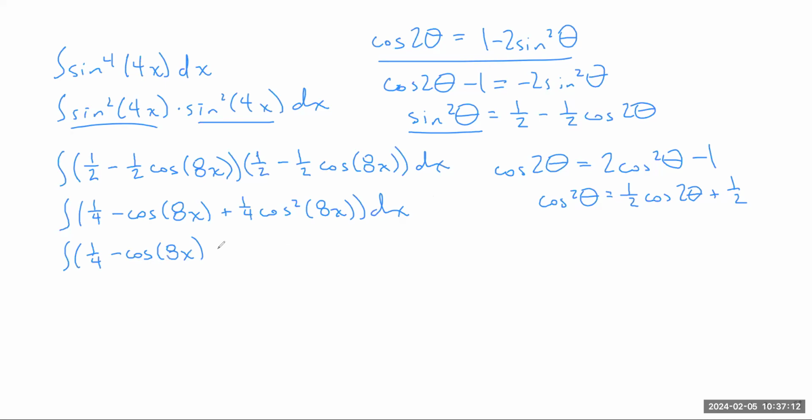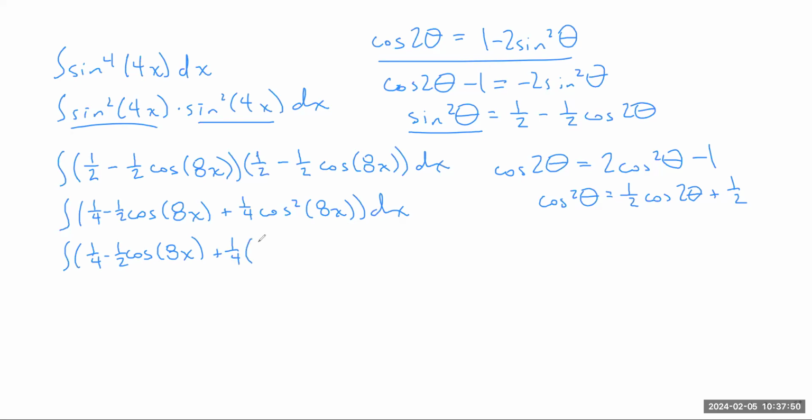Someone double check me on that. I don't feel extremely confident about it. Should it be a 1/2? Not over there, sorry, it should be 1/4 minus 1/2 cosine of theta. Yeah, I agree with you. Oh yeah, so 2 times a negative quarter. Okay, I agree with that. So 1/4 minus 1/2 cosine of 8x, plus 1/4 times cosine squared of 8x.